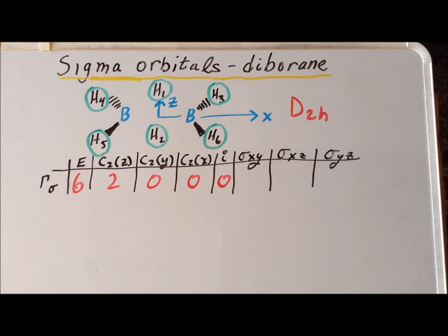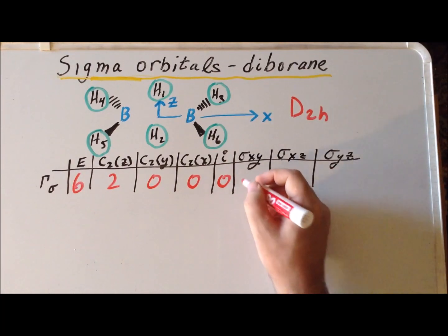Now we look for the xy plane. So this is the x-axis. The y axis comes out of the board. So this would be the horizontal plane going through there and then coming back up. And because of the way that we represent our hydrogen atoms, we realize that H3, H4, H5, and H6 are all in this xy plane. So therefore, those 4 atoms, since they're along the plane, are not affected by the operation. So therefore, our character is going to be a 4.